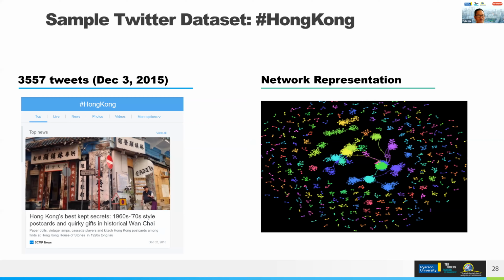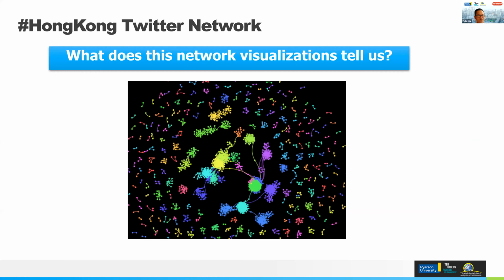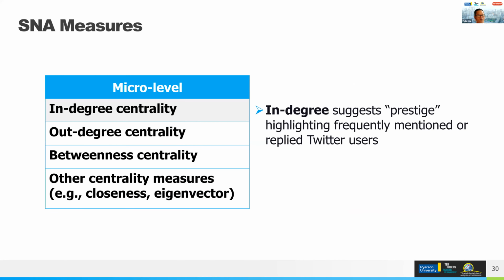So for example, we capture a small data set of tweets about Hong Kong back in 2015. And then we turn that data set into this network representation. So what does network representation tell us? Well, there are different micro level metrics that we can use to help us understand and basically read the network, as it were. For example, in degree suggests prestige, highlighting frequently mentioned or replied to Twitter users.